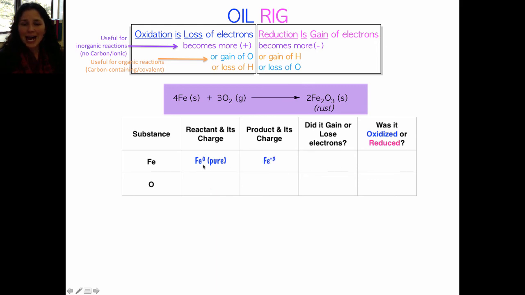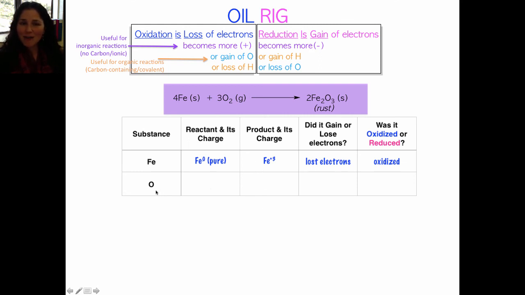And so notice that iron is becoming more positive. Therefore, it fits into this category over here, or this left-hand box. The iron is becoming more positive. Therefore, you can answer this question: did it gain or lose electrons? Well, if it became more positive, it has lost electrons, and therefore it was oxidized.